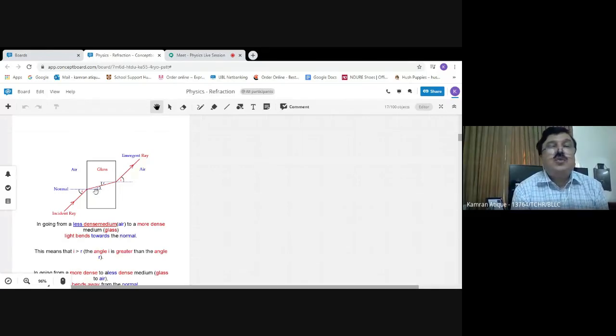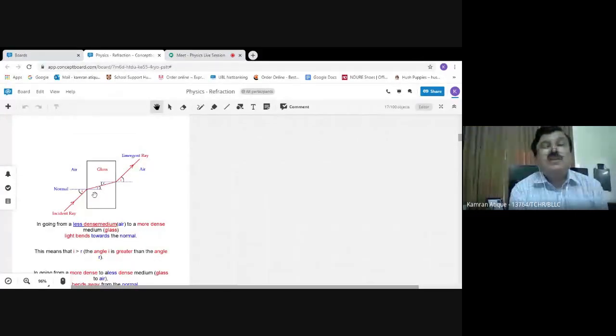It also bends towards the normal, because this time our angle of incidence is not equal to zero. In exam questions, your examiner can ask you many different types of questions related to this. From this particular position, you can measure the value of angle of incidence by placing your protractor somewhere here, which I'll show you in the video later on. We can measure the value of angle of refraction here.